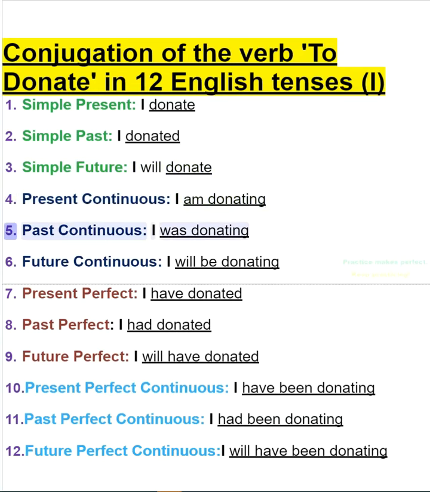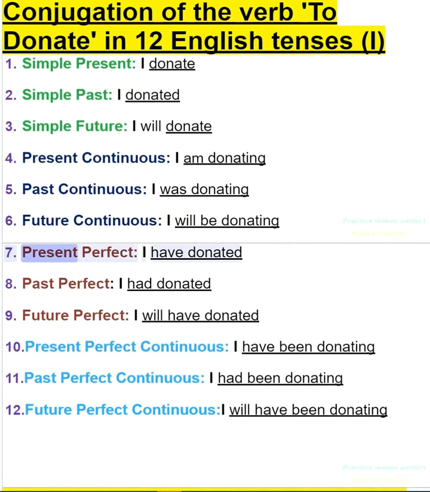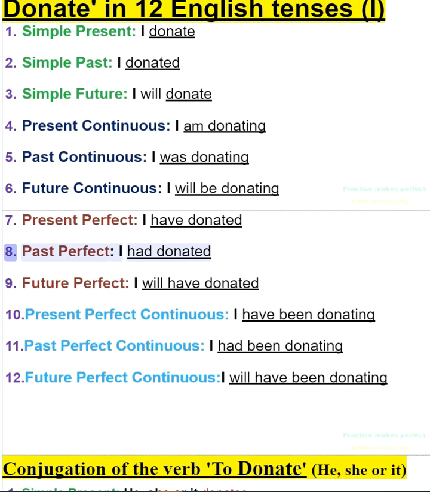5. Past continuous, I was donating. 6. Future continuous, I will be donating. 7. Present perfect, I have donated. 8. Past perfect, I had donated.